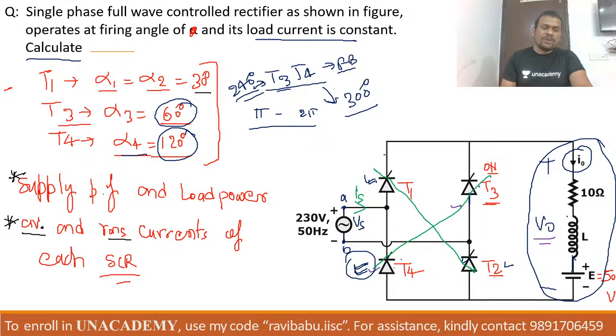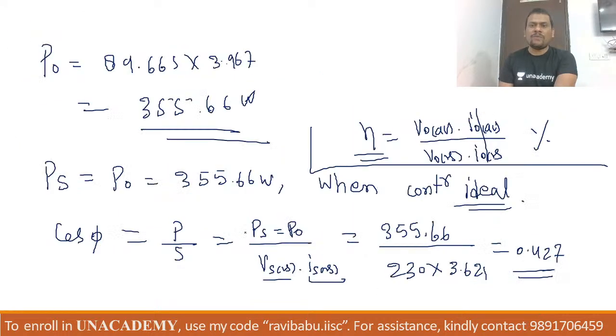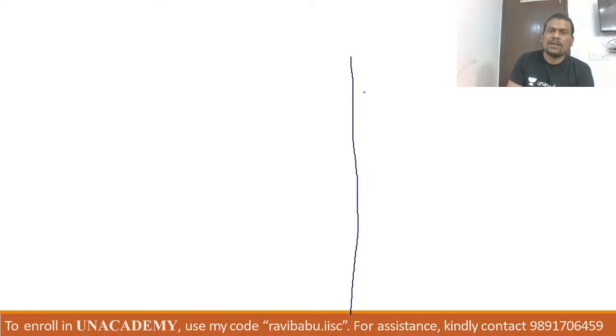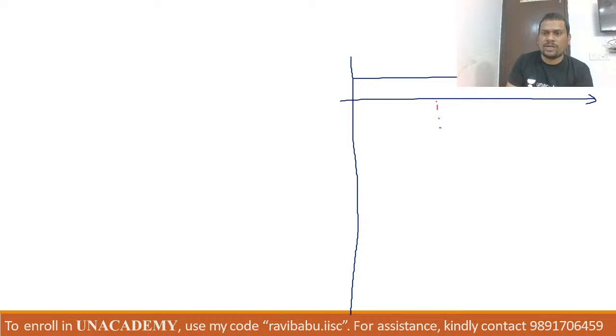Here, beta, we have to calculate supply, power factor, and load power. All those things are clear. Now, average and RMS current of each SCR. See, beta, I want to draw all the waveforms of devices. Listen to me carefully, beta. Here, I want to draw first I naught. Be serious, beta, at this moment, because now the example is not tough.